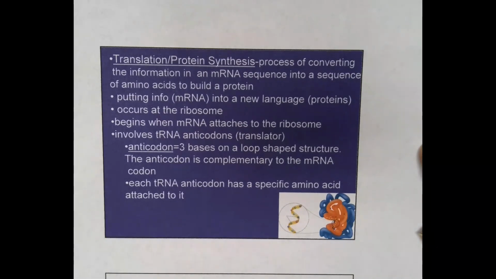So adenine in mRNA will pair with uracil in tRNA. Uracil in mRNA will pair with adenine in tRNA, okay? And then guanine and cytosine are always going to pair, okay? Again, no thymine in RNA whatsoever, right? And so each tRNA anticodon is going to have a specific amino acid attached to it.